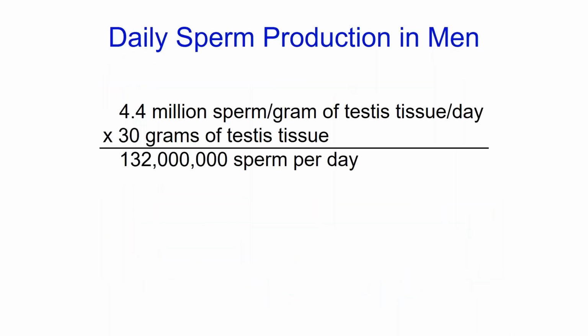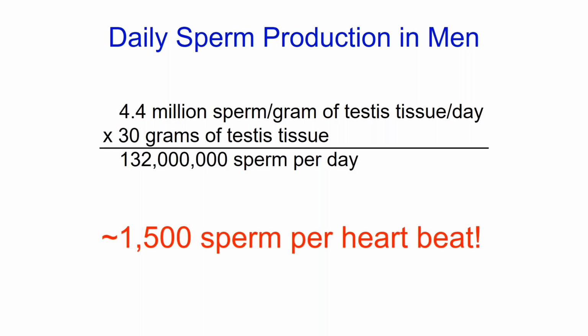But the men in the audience shouldn't despair because you are still producing 4.4 million sperm per gram of testicular tissue per day, and the average testis size of a man is about 15 grams. So with 2 testes, a man produces about 132 million sperm per day. And assuming a heart rate of 60 beats per minute, that means that a man is producing about 1,500 sperm every time his heart beats.